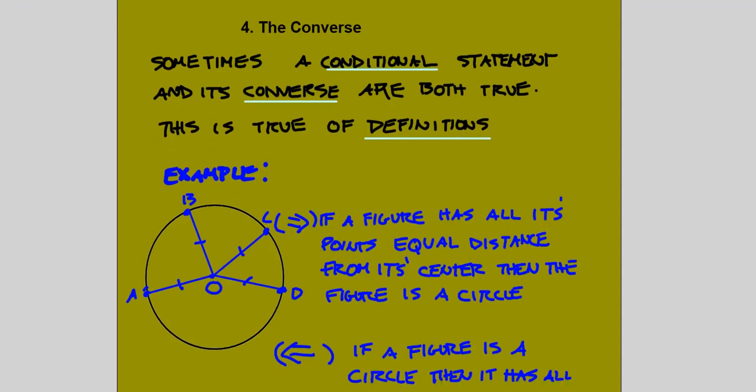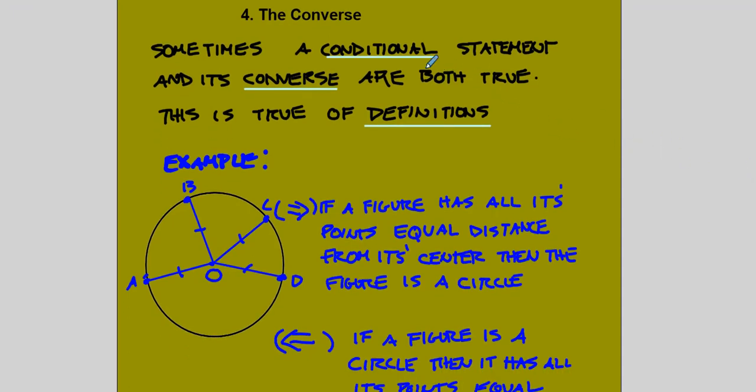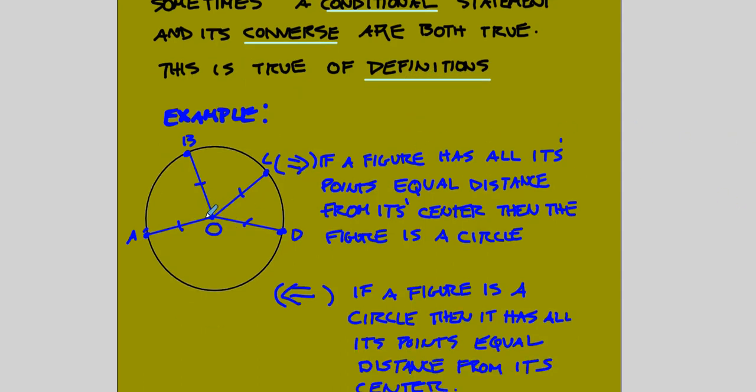Okay, continuing on the converse, sometimes a conditional statement and its converse are both true. This is true of definitions. Definitions can be read both ways. So for example, let's take a circle. A circle has a center. That's not a point on a circle, but it has what's called the center. All the points on the circle are like spokes of a wheel, and they are all congruent. That means they're the same shape and size. Well, in this case, they're the same length. Those are actually called radii, or radius.